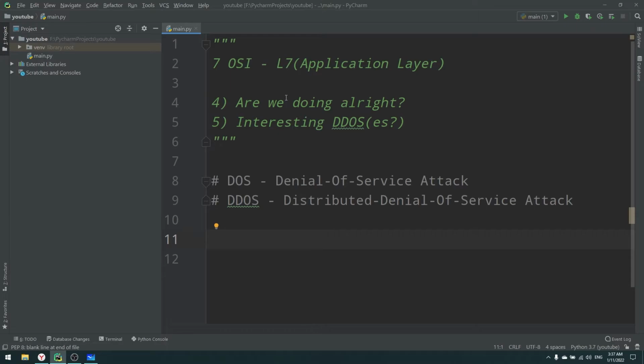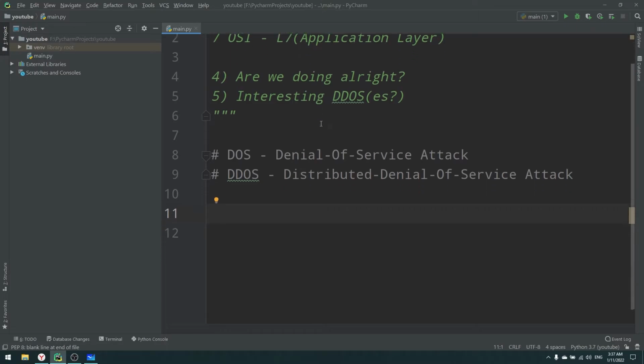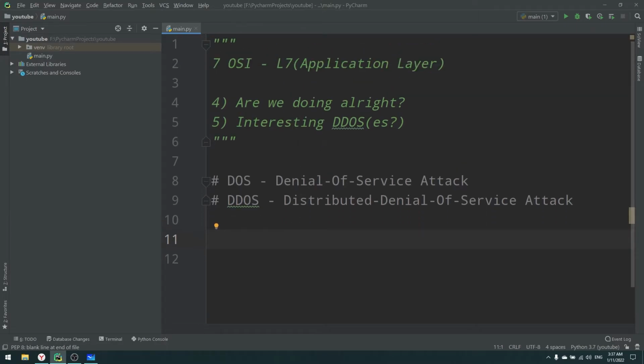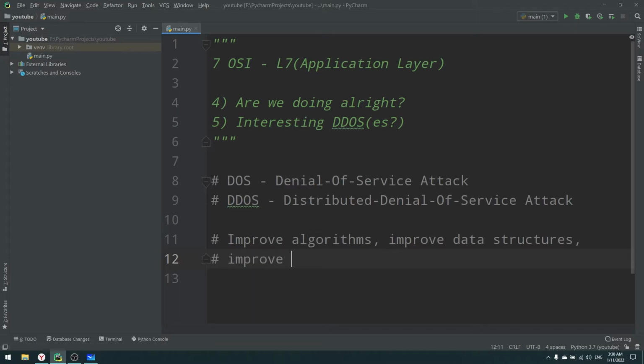And how can we protect from DDoS? The first thing that we can do is just improve our algorithms, improve data structures, and also improve code. Three simple things. Well, not that simple, but you can do that in order to prevent DDoS.